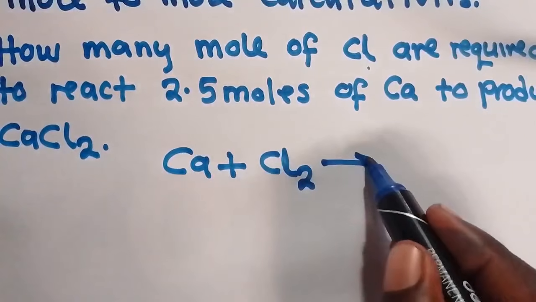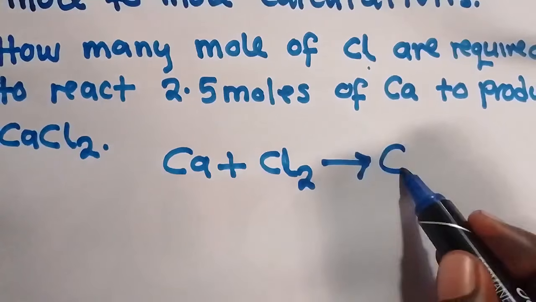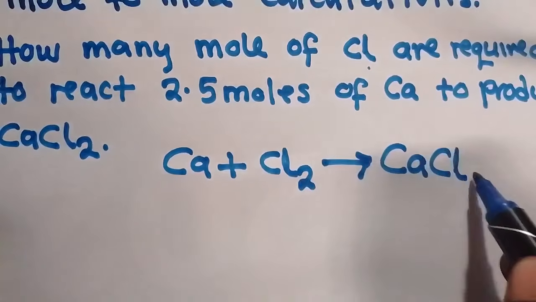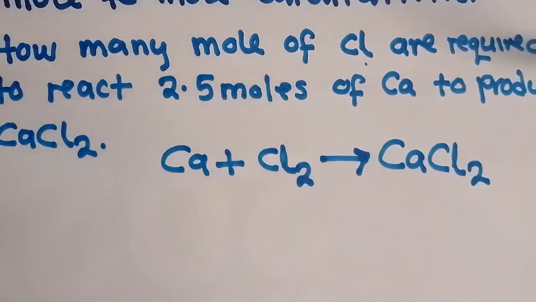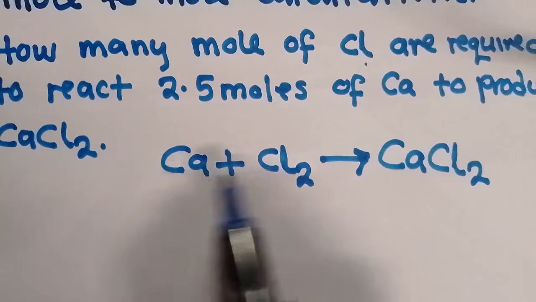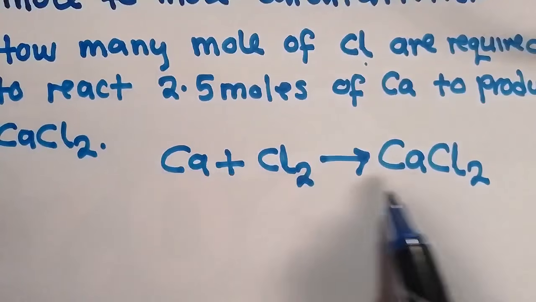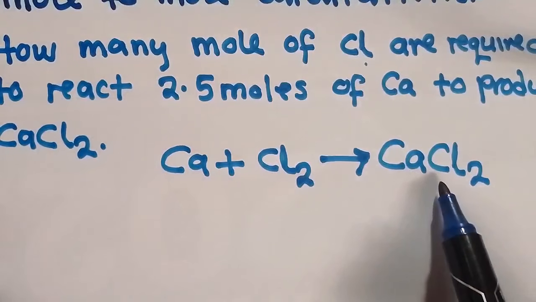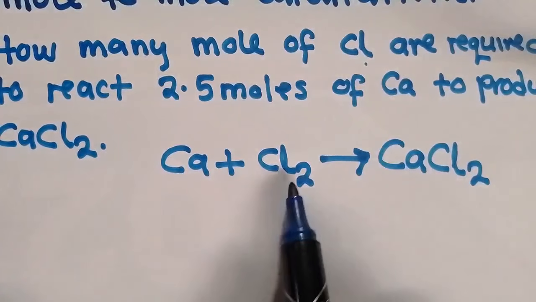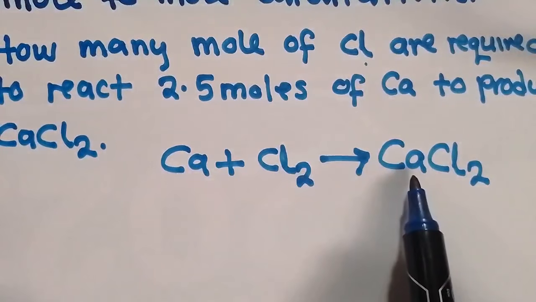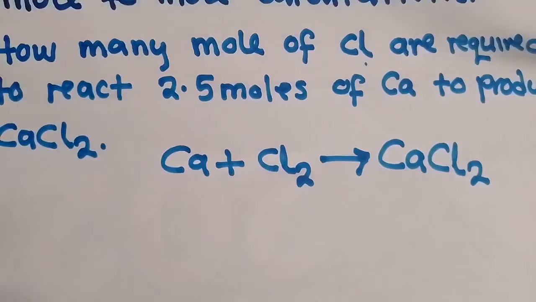So when these two react together, they are going to form calcium chloride, which will be like this. So now you are using mole to mole calculations. If you check the mole ratio here, this is already balanced. We've got 2 chlorine this side and 2 chlorine this side, 1 calcium this side, 1 calcium the other side. So this is already balanced.